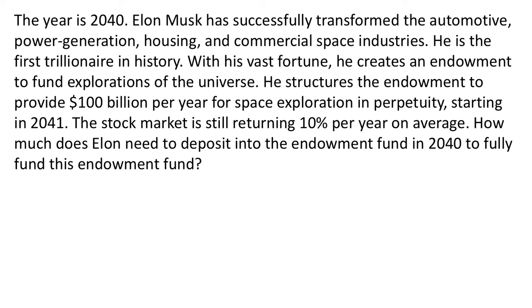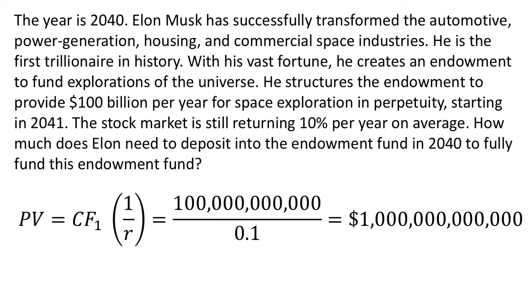See if you can do the calculation. All right, here's what you should have come up with. Easy calculation, we're dealing with a perpetuity. Beautiful. And how much money is the present value? Can you read that? That's $1 trillion. 100 billion divided by 10%, or 0.1, is $1 trillion.